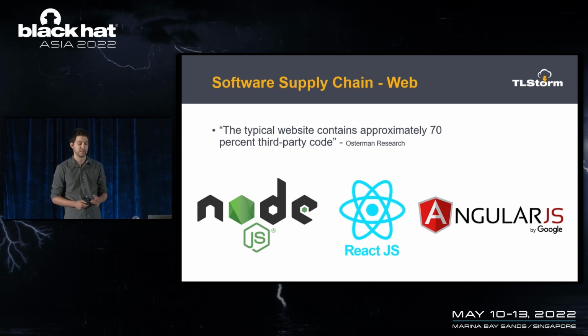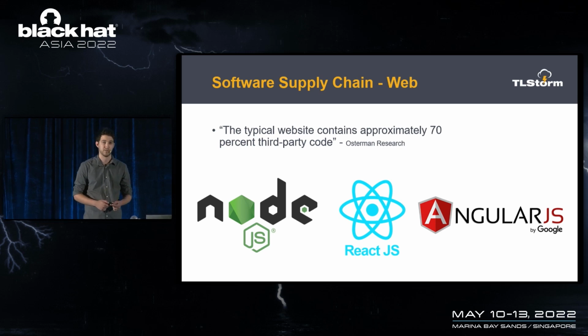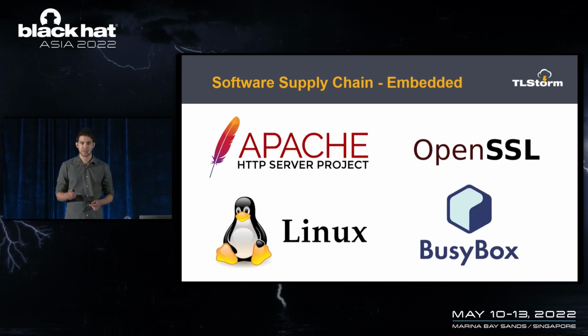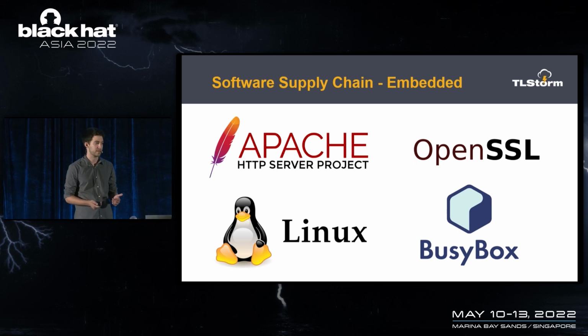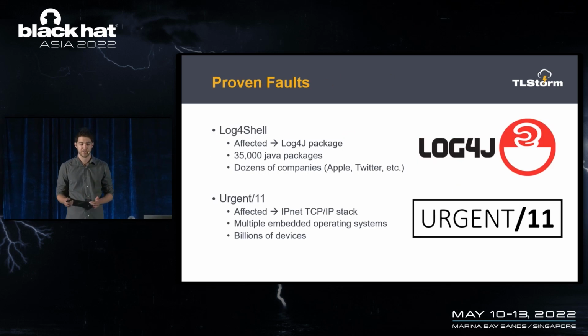So what is software supply chain? For our purposes, it means that most services and products built today are based on third-party code. For example, the typical website contains approximately 70% third-party code. And this is true, in essence, also for embedded devices, where a lot of the code is shared among many different products. And as you can probably know, this can be a big risk.